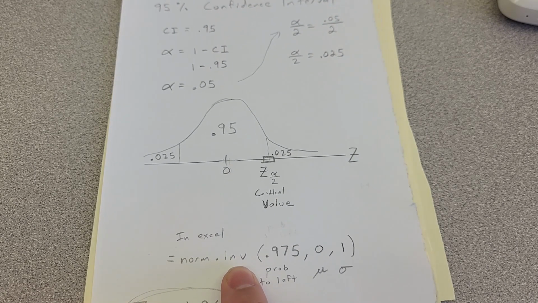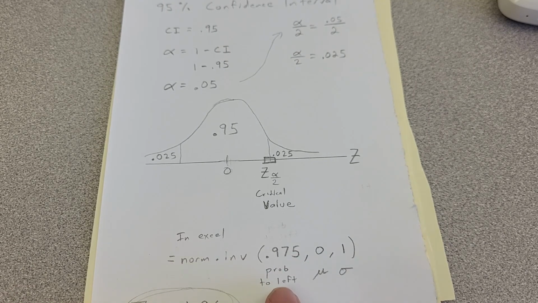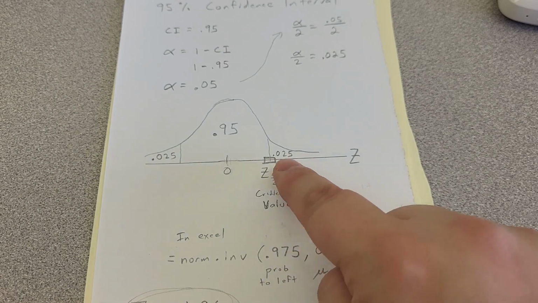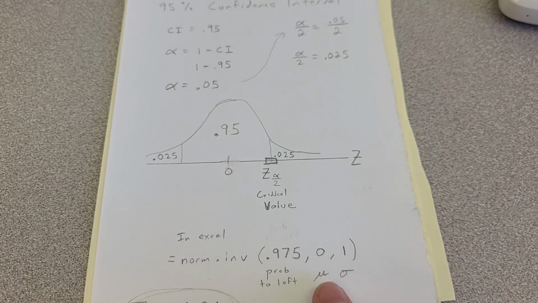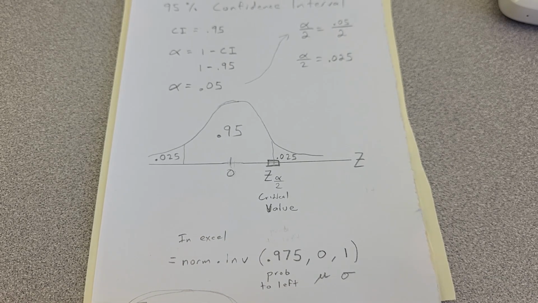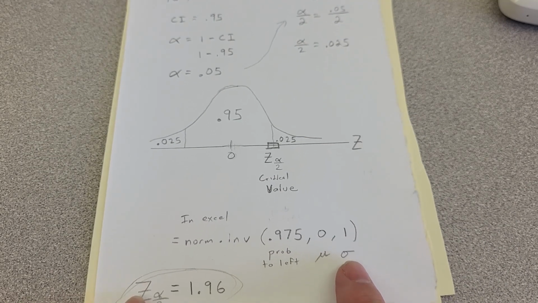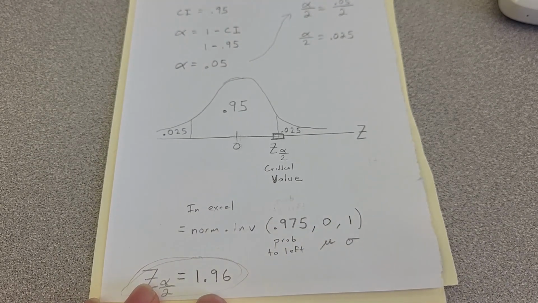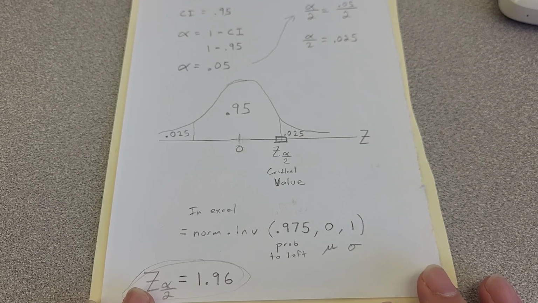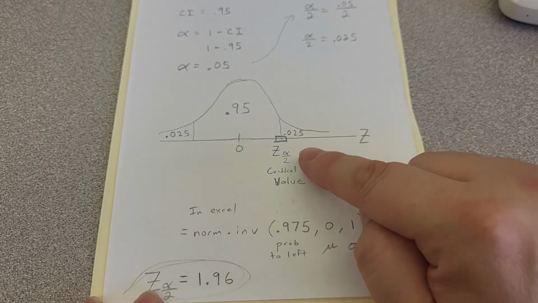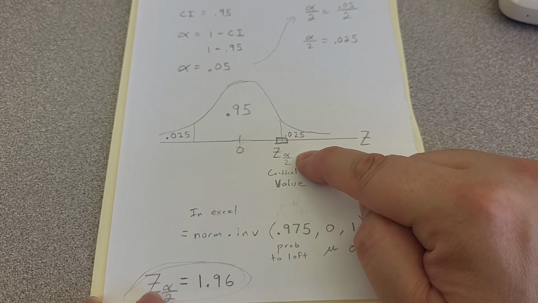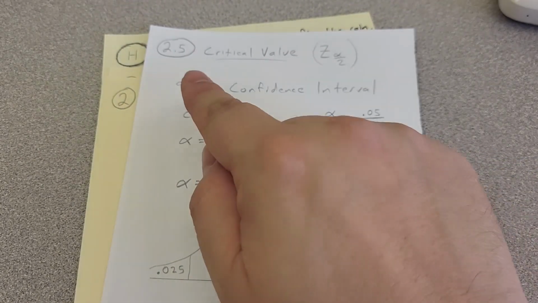norm.inv. Then Excel is going to ask us for three numbers. It's going to want the probability to the left, the mean for the standard normal, which is 0, and the standard deviation for the standard normal, which is 1. You put that in Excel, and Excel is going to tell you that the answer is 1.96. I rounded it. That number is this value right here. This is the 1.96. That is the critical value.